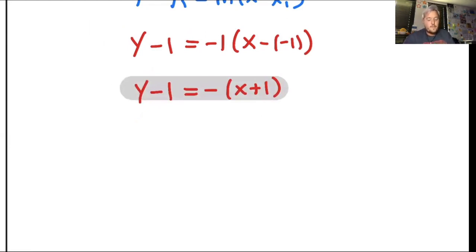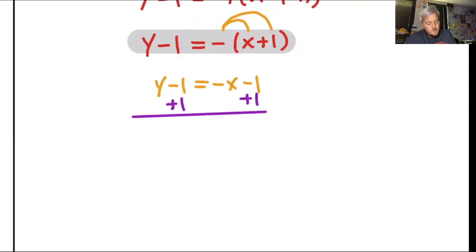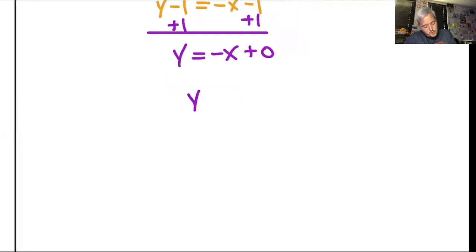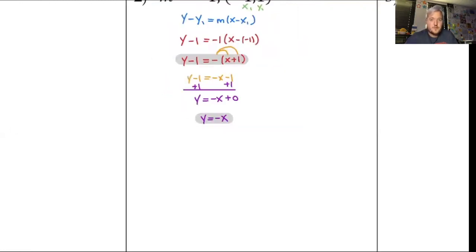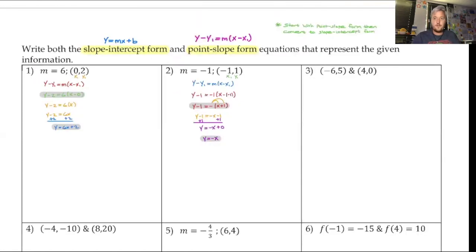To do that, I'm going to start by distributing this negative. So y minus 1 equals negative x minus 1. Next, I'm going to add 1 on both sides so I can get y by itself. So we're going to have y equals negative x plus 0. They just zero out, which means our equation here is just y equals negative x. So here is our slope intercept form. It's really close to the linear parent function almost. All right, so really these problems down here just focus a lot on converting.